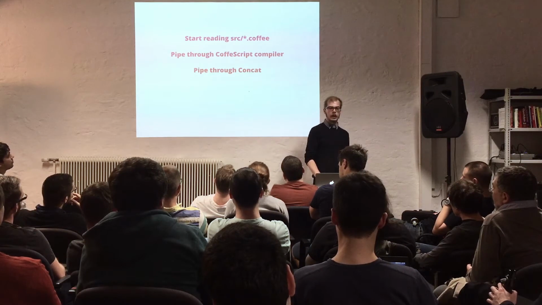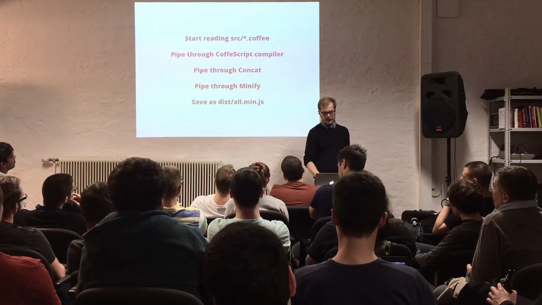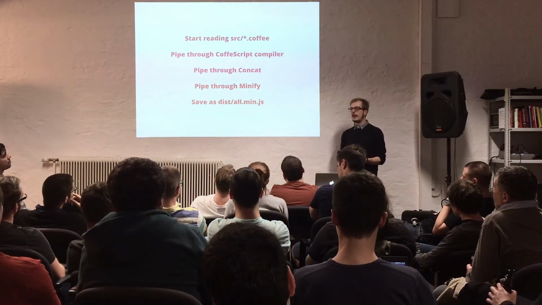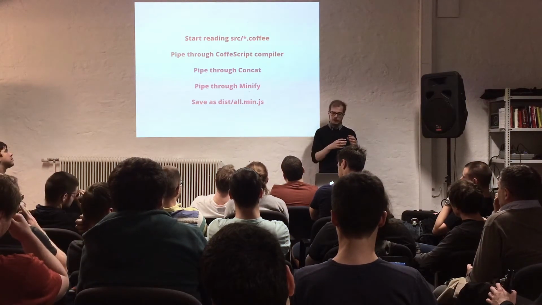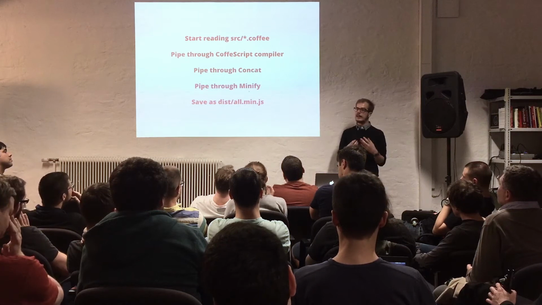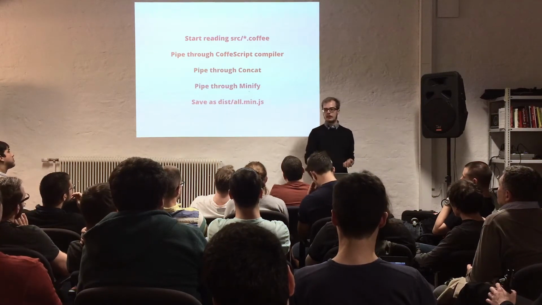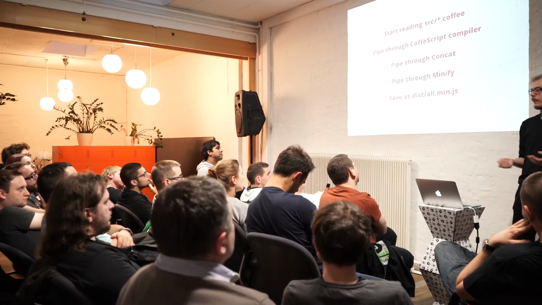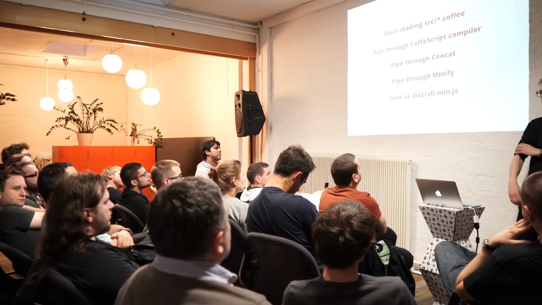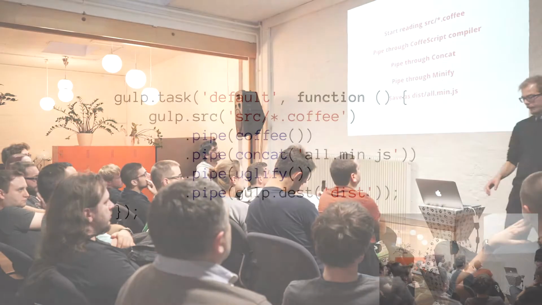So then we pipe it through concat, we pipe it through minify, and then we save it to the dist directory. So that's reading from disk once and writing to disk once, and not in each step. We save a lot of time there, especially if you have really big projects with a lot of files and a lot of steps, and so we don't want to read and write in every step.